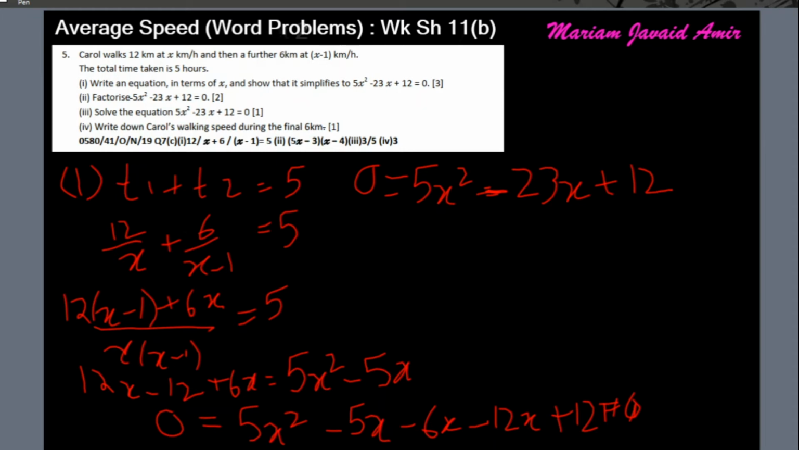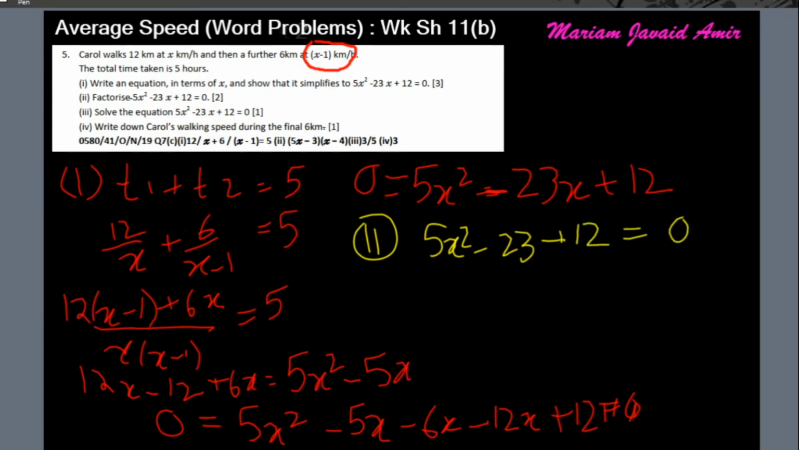Part 4. Write down Carol's walking speed during the final 6 kilometers. So her walking speed was x minus 1. For that we first need a value of x. In fact, first we're left with the initial few parts. We haven't done part 2 and the rest yet. Part 2, factorize 5x square minus 23x plus 12 equals 0. So we're looking for two terms which when multiplied should give 60 and which when added should give minus 23.